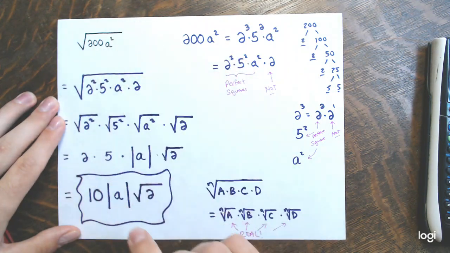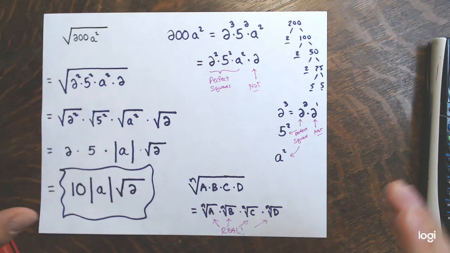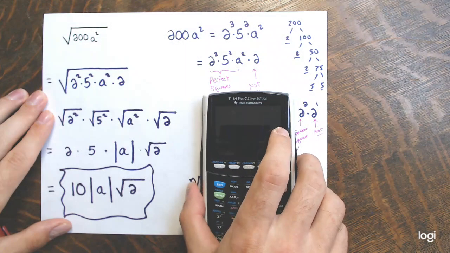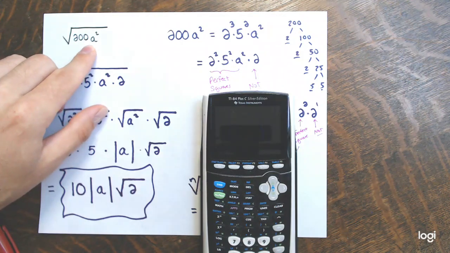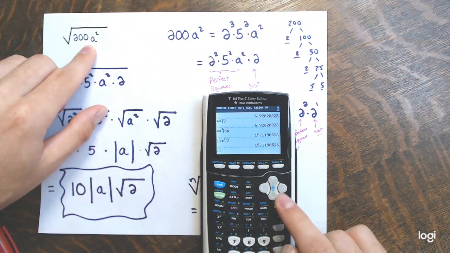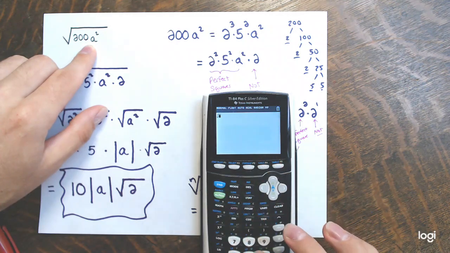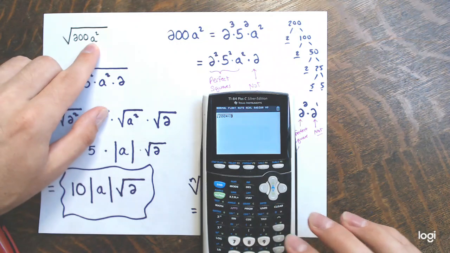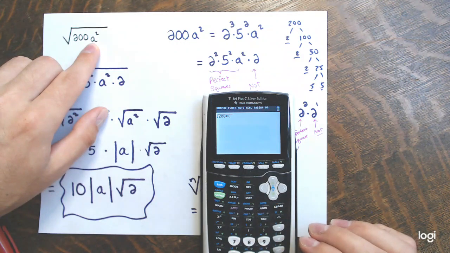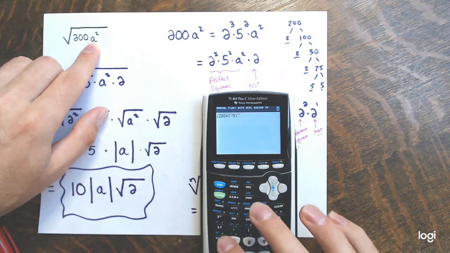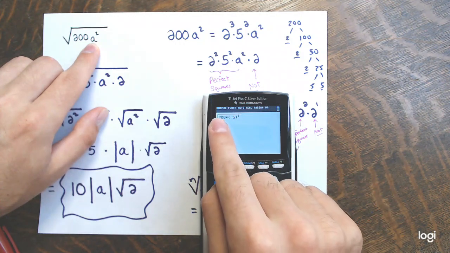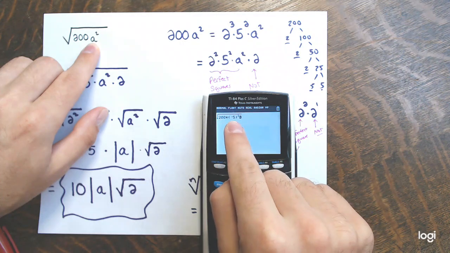So you can plug in anything you want for a. Alright, so I'm actually going to do that. Let's plug in a negative number for a and see if those expressions are equal. So back in the original expression, I have the square root of 200 times a squared, where I'm replacing a with, say, negative 5.